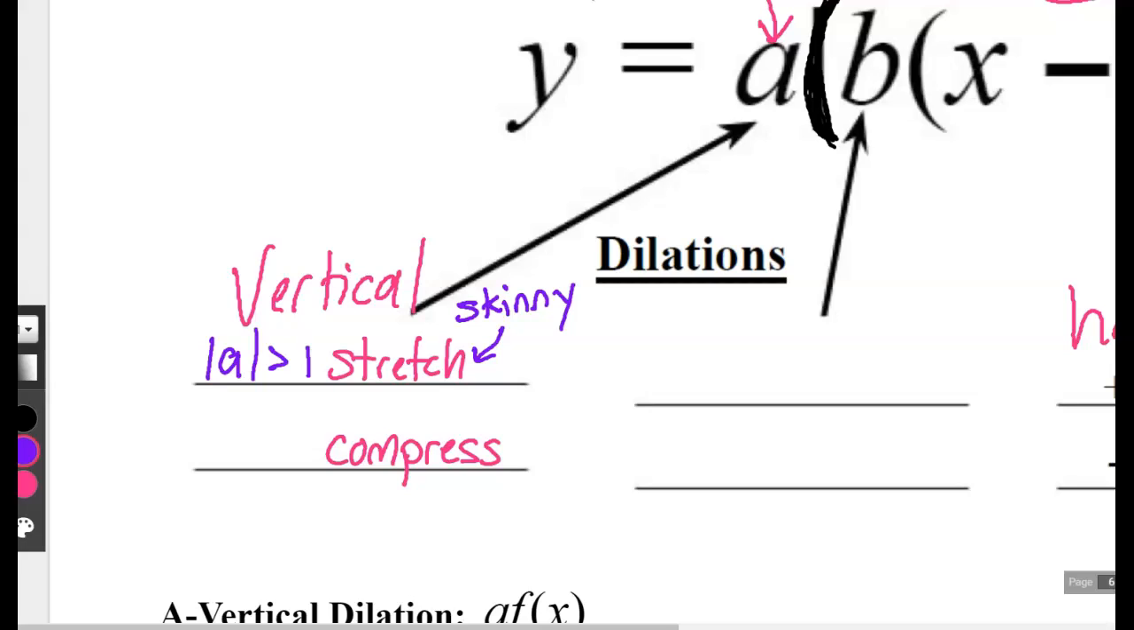So, if when A is bigger than 1, it's a stretch, what do you think makes the graph vertically compressed? Ah, yes. If A is less than 1. So, if I'm compressing this time, I'm compressing on the vertical, I'm compressing my y-axis. Is my graph looking skinnier or wider? Wider.